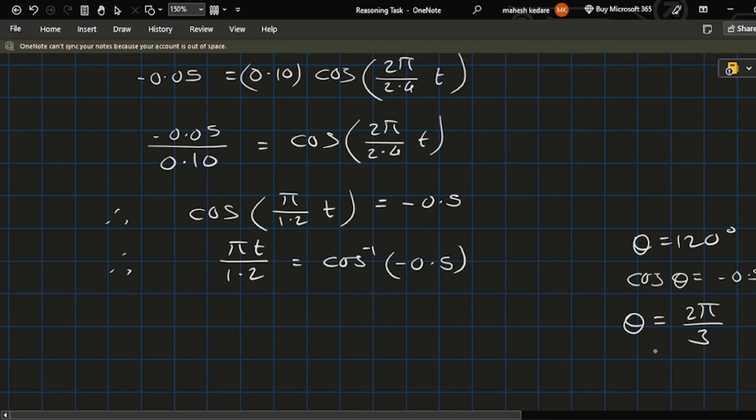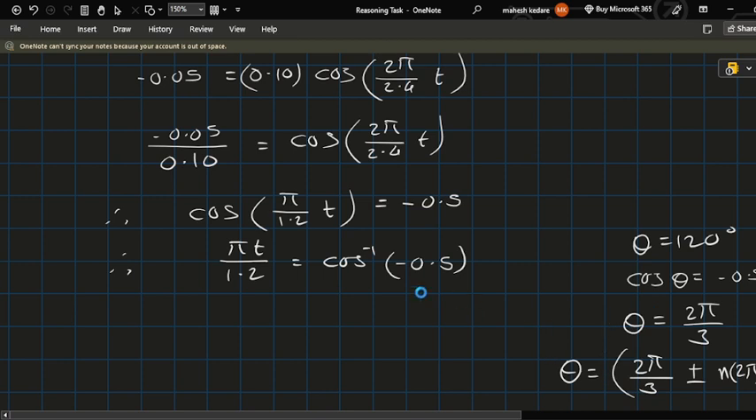Now it is not only this value of angle for which cos becomes minus 0.5, but any angle which you obtain by adding or subtracting any multiple of 2 pi, and you get several values for the angle theta. For all those values of theta, cos will be minus 0.5, because the cos function is a periodic function. It repeats the same value again and again at different values of theta.